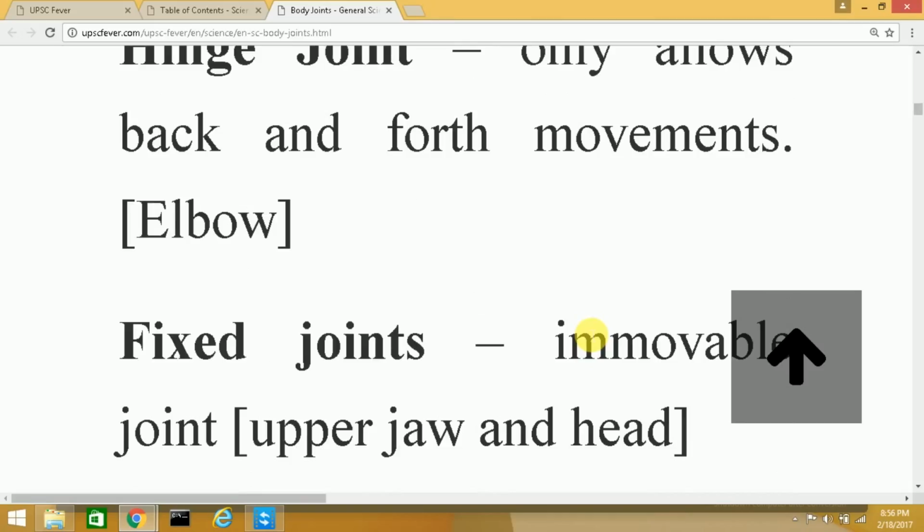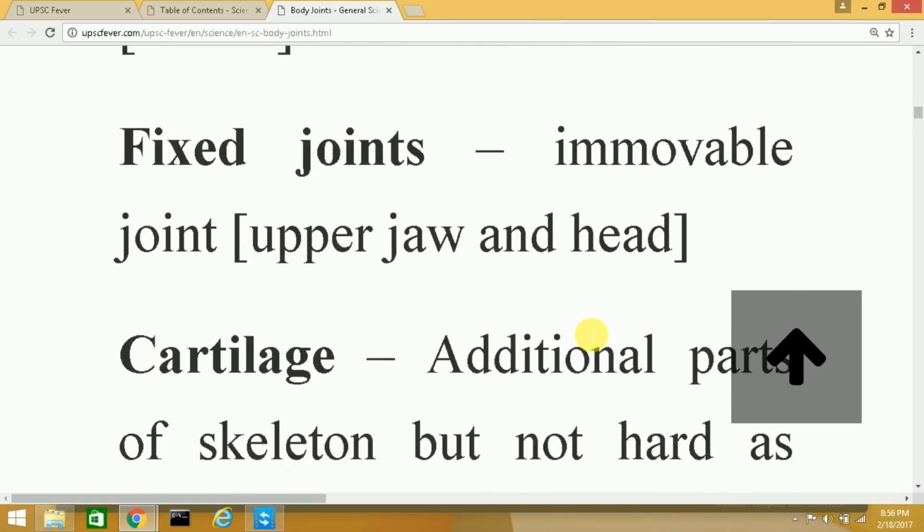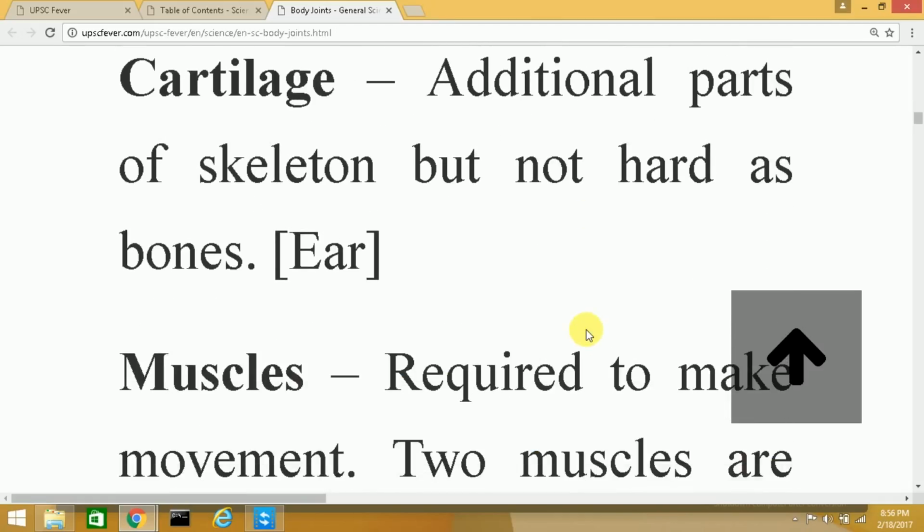Next is the cartilage. Although cartilage is not a bone, it is a part of the skeleton and is not as hard as the actual bones. The ear is cartilage. Also, the nose is a type of cartilage. So these are soft parts of the skeleton and can be folded and squeezed.